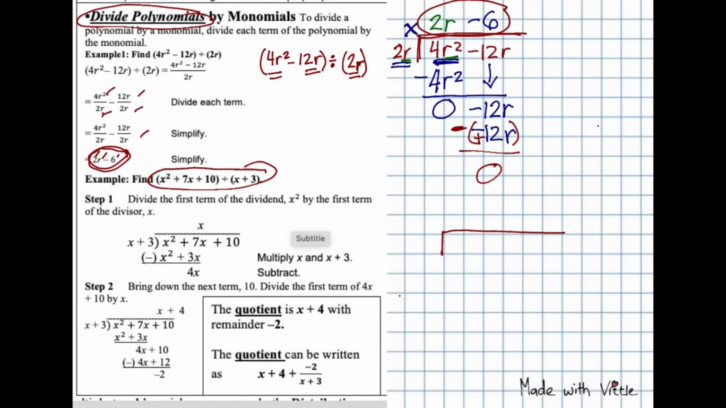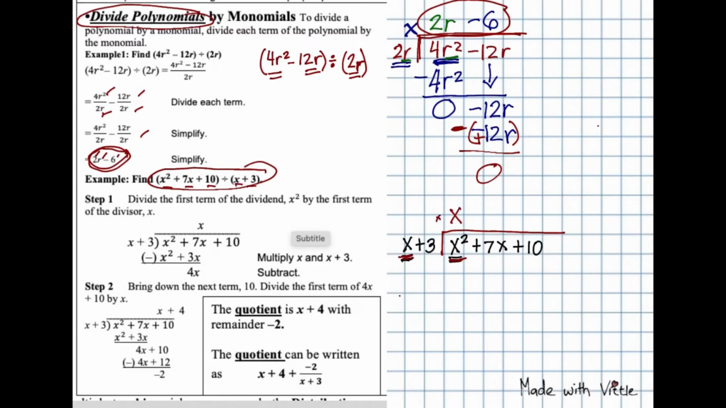It says here x squared plus 7x plus 10 divided by x plus 3. The first expression is your dividend, so it goes inside the division box. The second expression is your divisor, so it stays outside the division box. Now, when dividing by a binomial like x plus 3, you have to divide the first term by the first term. x squared divided by x is x.